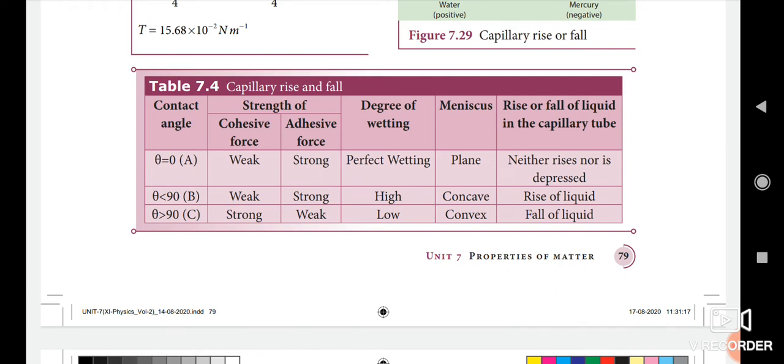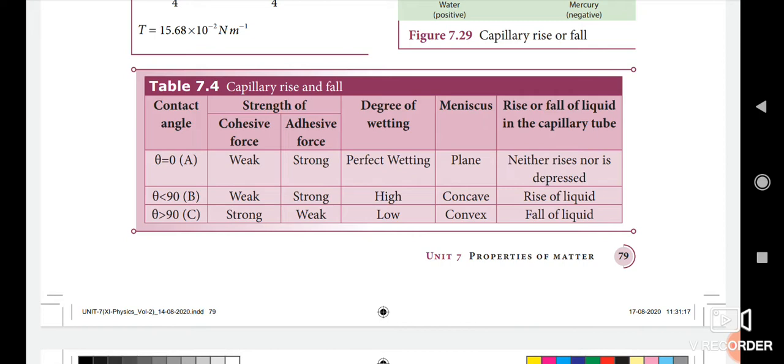Suppose the angle of contact, the theta value, is less than 90 degrees. Less than 90 degrees means the cohesive force is weak and the adhesive force is strong, which is similar to the case of theta 0. So here the degree of wetting is high. The meniscus makes a concave surface. Here the liquid rises in the capillary tube, because it makes a concave shape, so there is a rise of the liquid.